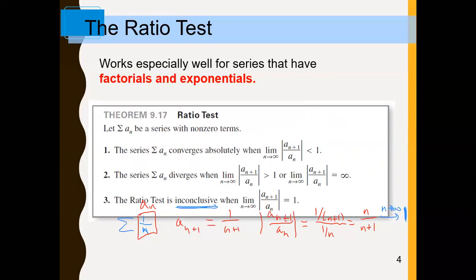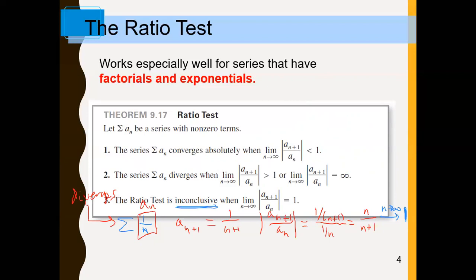And what's true about this series, just to make sure we're all on the same page here? This thing diverges. So this is a diverging series. That's the harmonic series. But on the other hand, let's look at a different series.